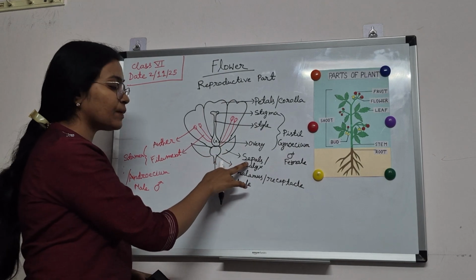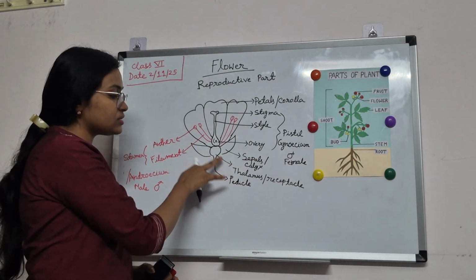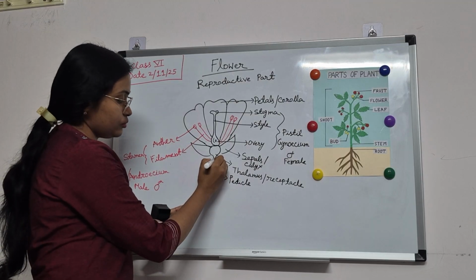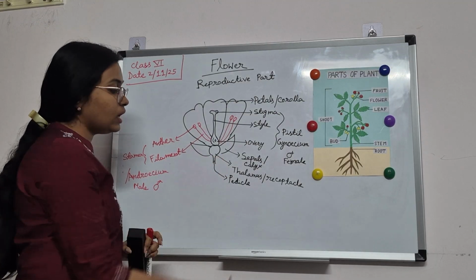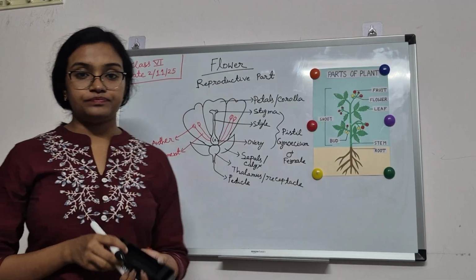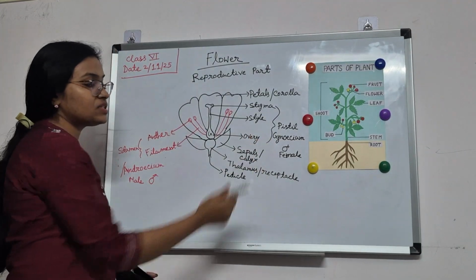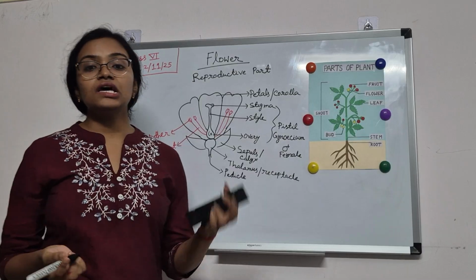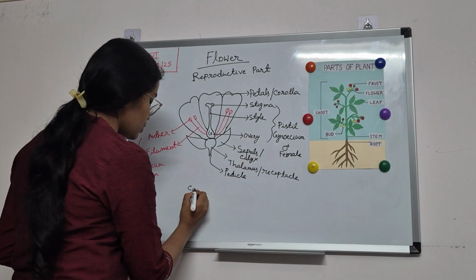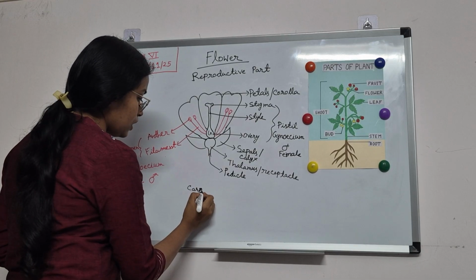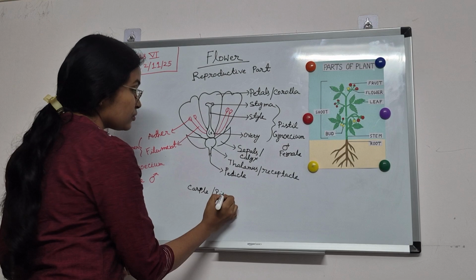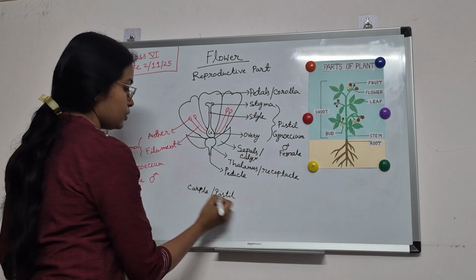And this is the sepals or calyx. This is the thalamus or receptacle, and the last part below this is called the pedicel. Okay, so these are the parts of the flower. This is the pistil. In some books you can see they write carpel. So what is carpel and what is pistil? Both are similar.